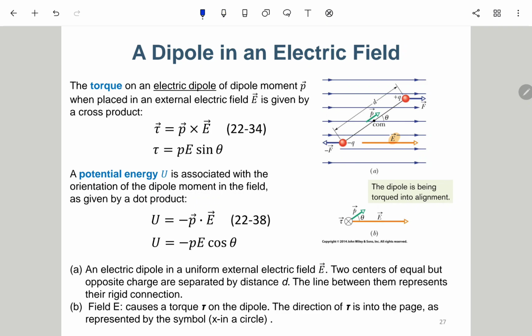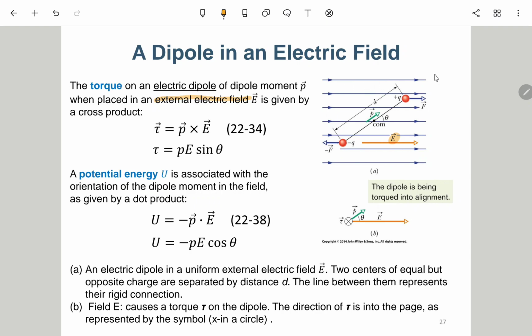Okay, so here it says we have an external E field. Okay, and then we try to place an electric dipole of dipole moment P. The torque when placed in an external E field is given by a cross product. Okay, so there will be a torque when we place an electric dipole in an external E field. Okay, of course this E field we assume to be uniform for simplicity.